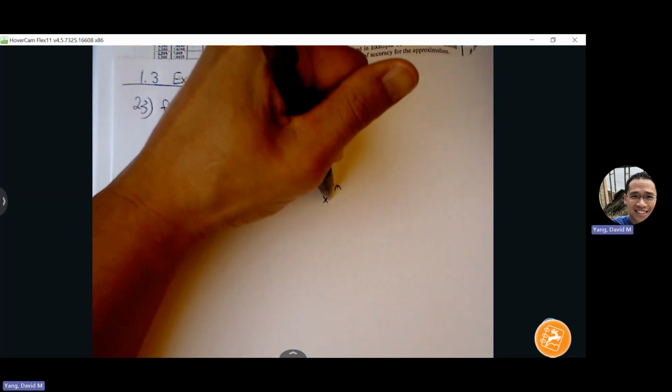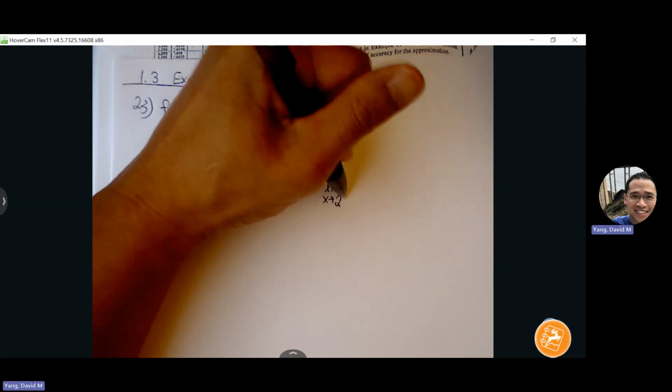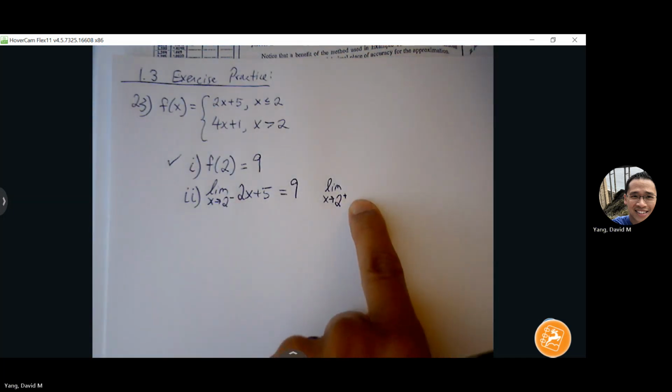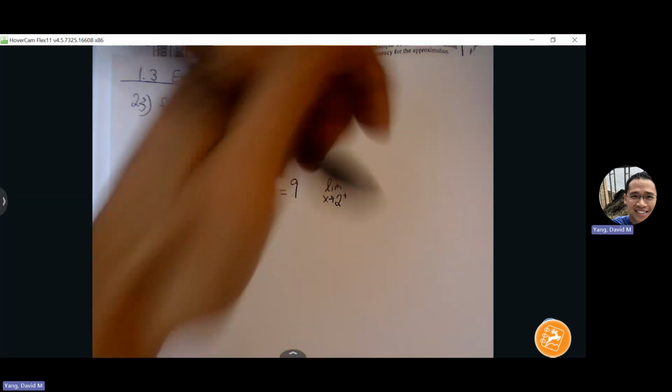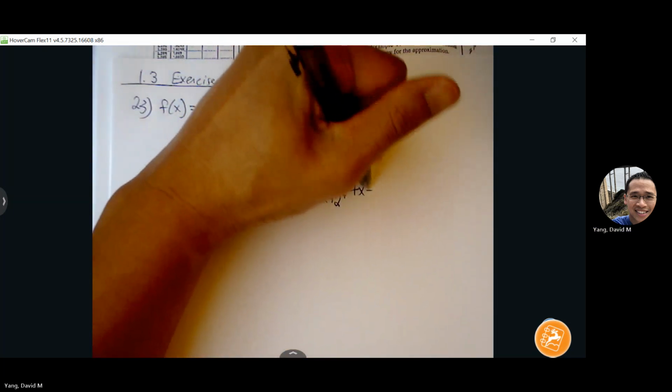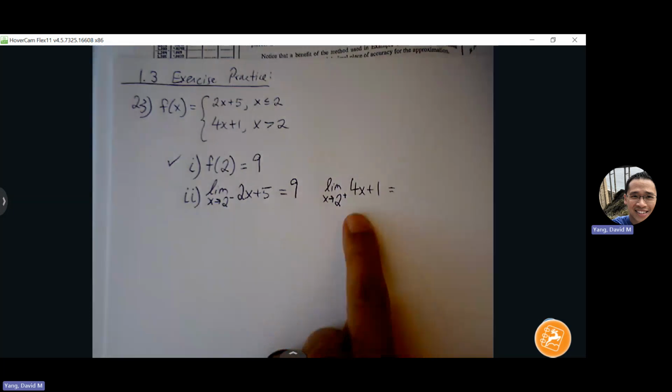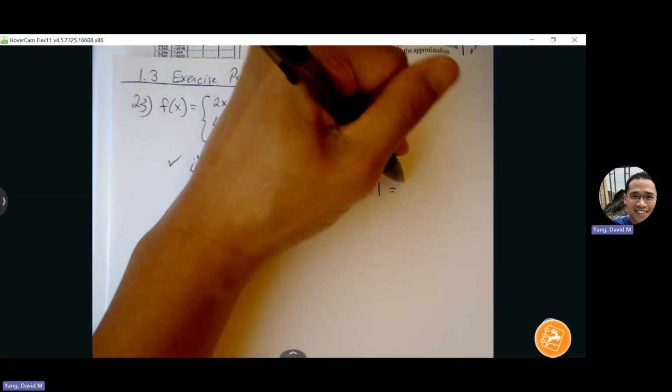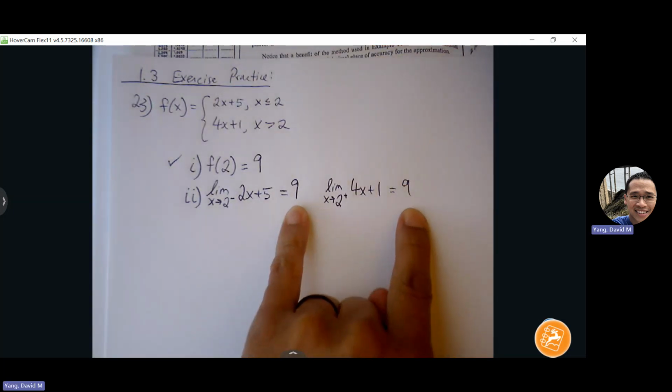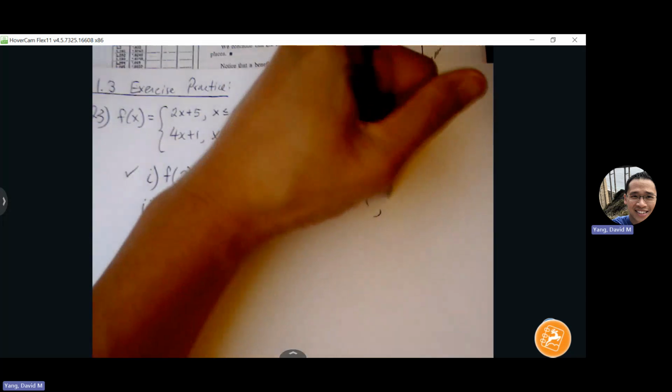The approach from the right side of 2, so 2 with a plus. Which one is this referring to? 4 plus 1. What does this give us? 9. Are the arrows in agreement? Yes. So we're going to make a conclusion. We're going to say the full limit exists.